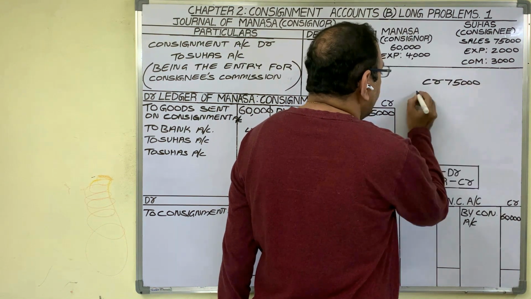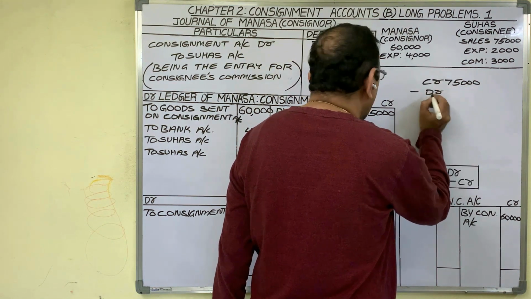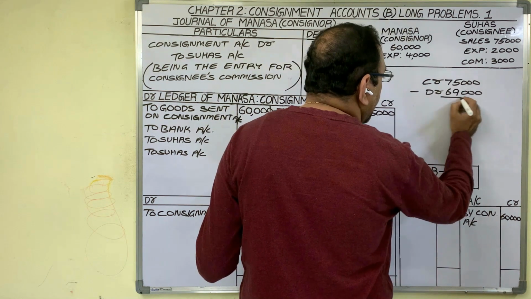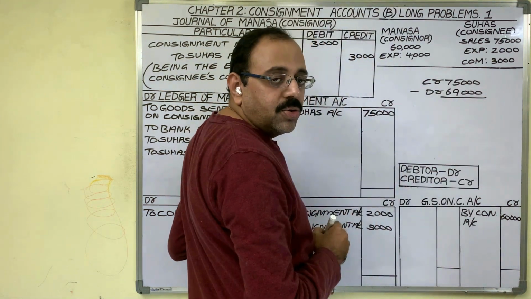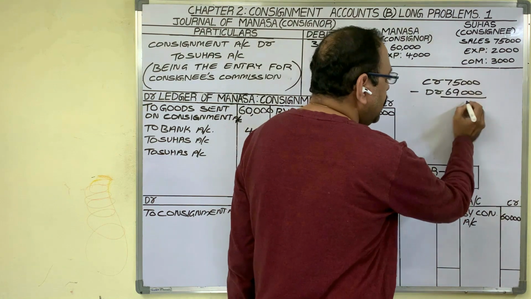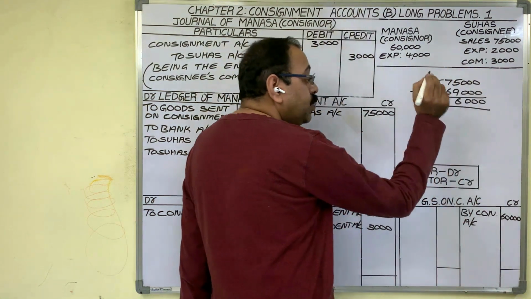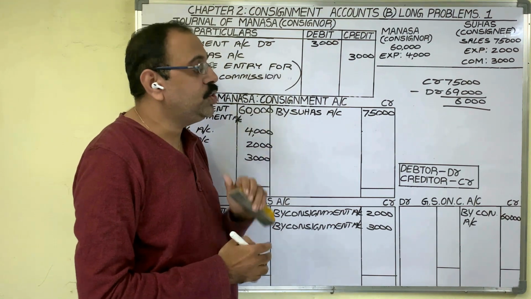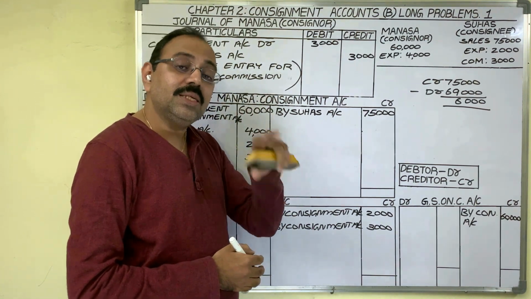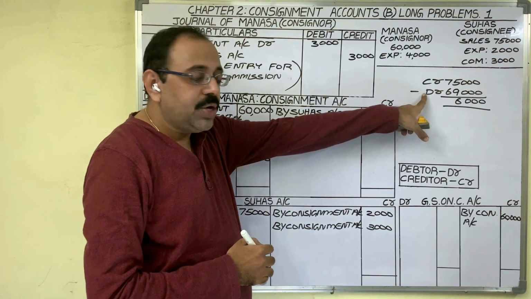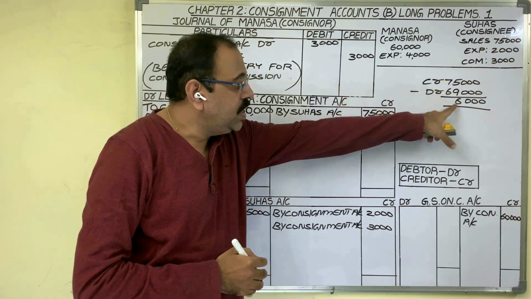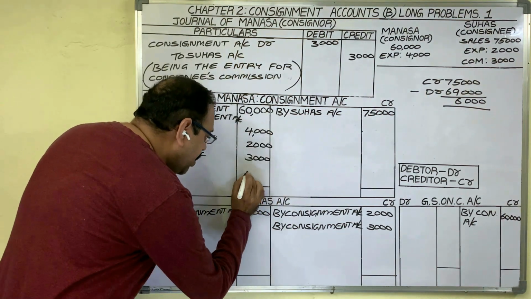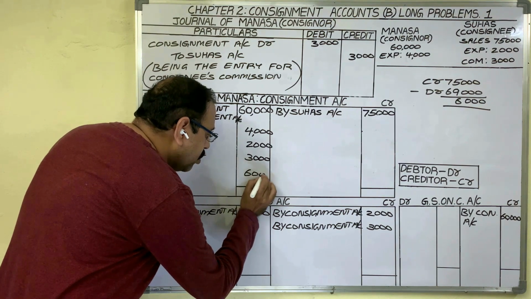75,000 rupees minus debit total 69,000 rupees. Now the difference, 6,000 rupees, is the profit in consignment business. This profit, we said we should write on the side whose total is less. Debit side total is less. So write down this 6,000 on the debit side of consignment account.